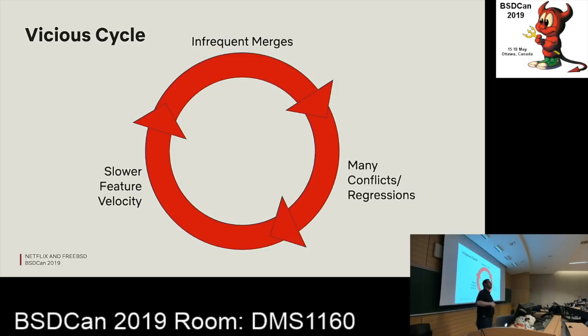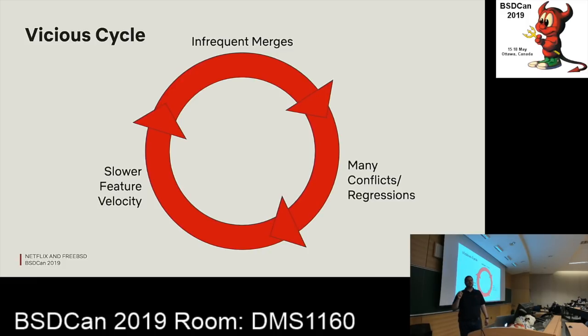So you do infrequent merges from the development branch. Now, it can either mean that you're tracking head, but you're only taking merges once every 6 months or a year or something. It can also mean that you're tracking a stable branch, which is not getting frequent merges from head by definition. And then once every 2 years, you try to take a merge from head when you jump from one stable branch to the next. Those infrequent merges mean that when you do make the big jump, you end up with a lot of conflicts and a lot of regressions.